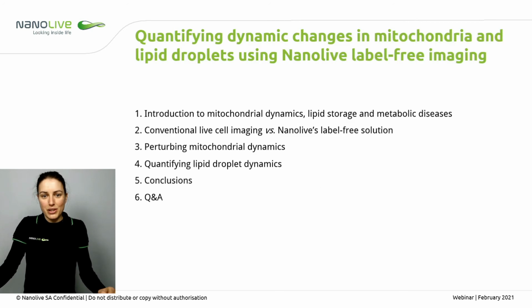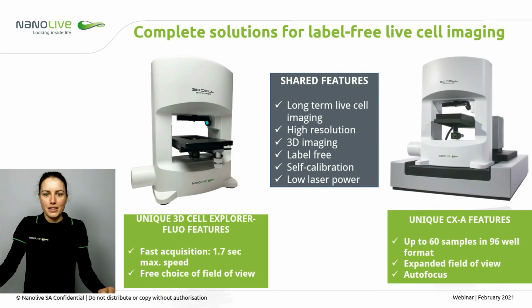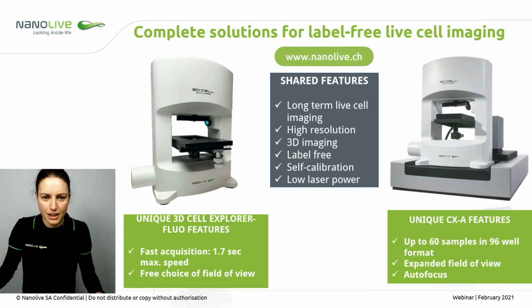Now let's move on to the question and answer session. Question 1 is, have you examined mitochondrial morphology in cell types other than pre-adipocyte cells? And if so, have you noticed differences in morphology between cell types?